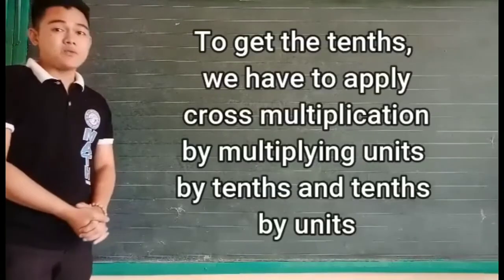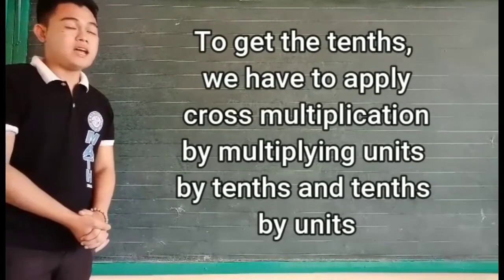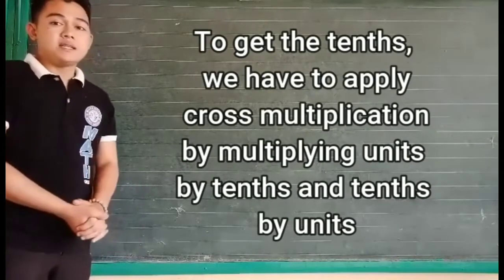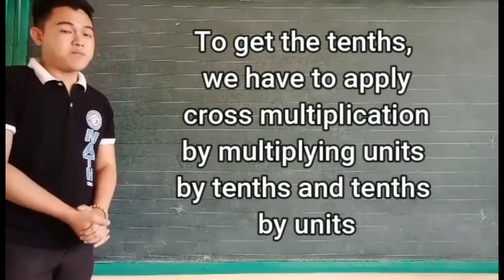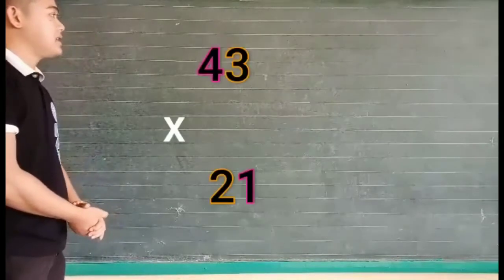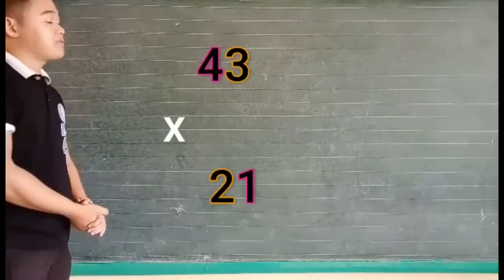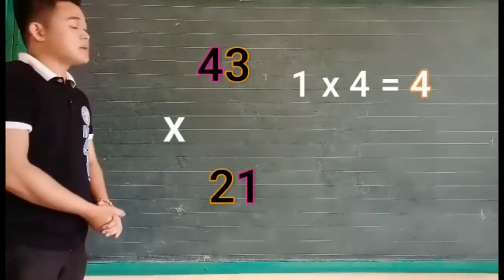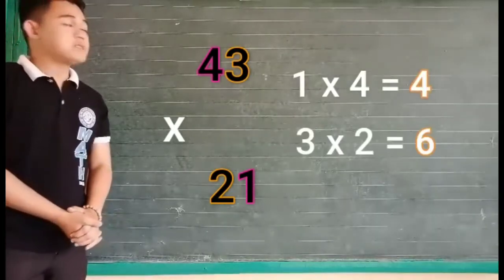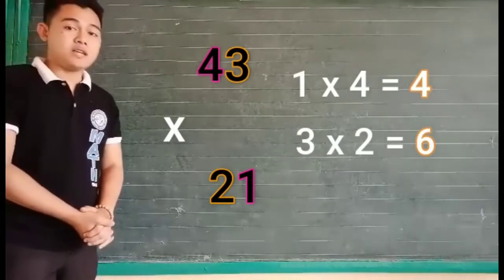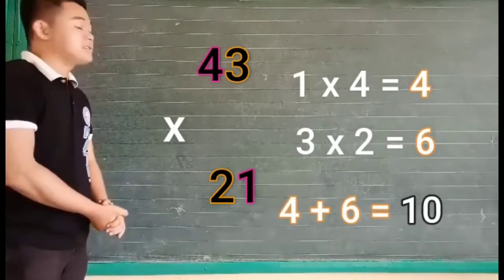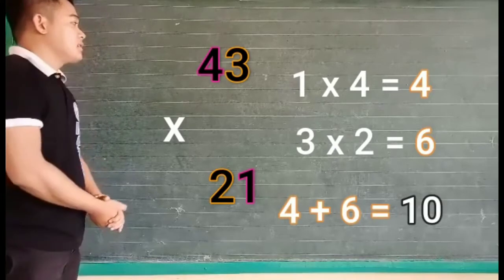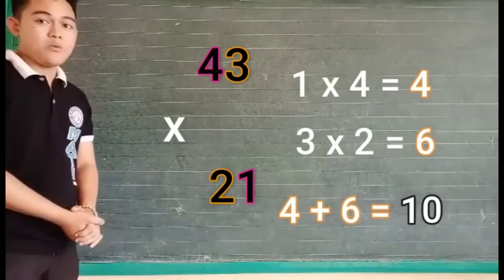And to get the tens, we apply cross multiplication by multiplying units by tens and tens by units. So 1 times 4 and 3 times 2. 1 times 4 is 4, 3 times 2 is 6, and if we add them all together, we have 10. So bring down 0 and carry 1.